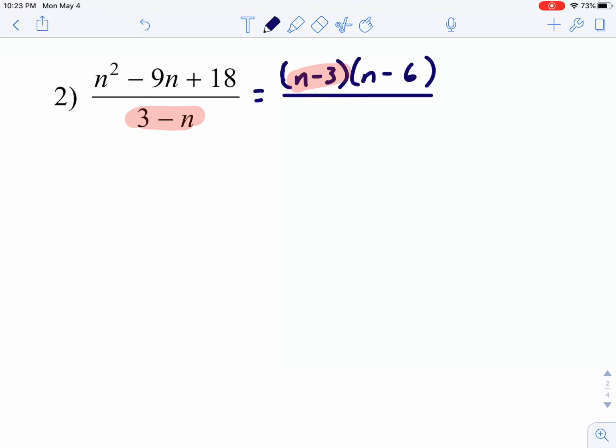I am going to factor out of this a -1. And if I do factor that out, it's going to give me a -3 and a plus n. If I divide both of these by -1, 3 divided by -1 is -3. n divided by -1 is positive n. Now that's getting too messy. I got to delete all that.